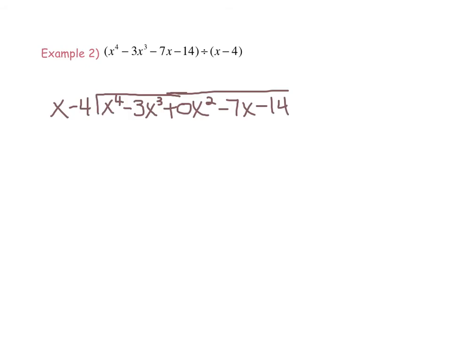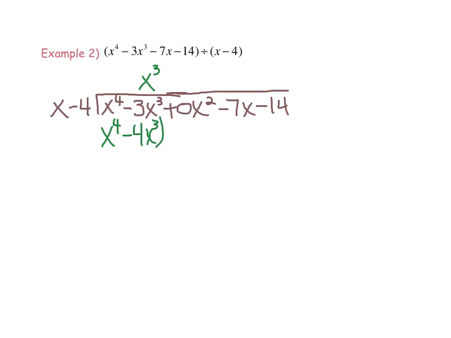So we only need one placeholder, and that's for the x squared term. Okay, so let's get started. We're going to look at x, the first term of the divisor, and say x times what equals x to the fourth power? And that answer would be x to the third power. So now I'm ready to distribute this x to the third to both terms of the divisor. And when I do that, I will get x to the fourth, and then x to the third times negative 4 would be negative 4x to the third power.